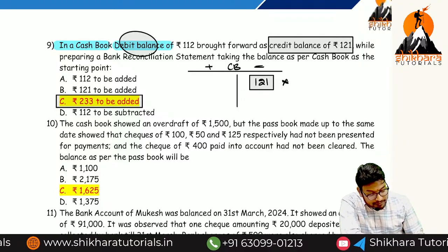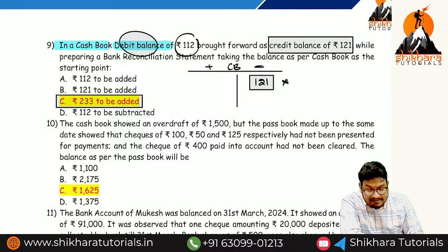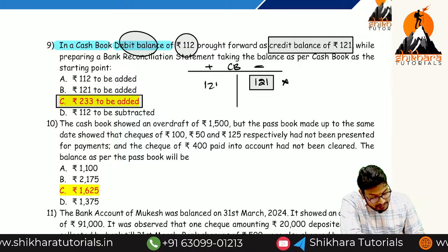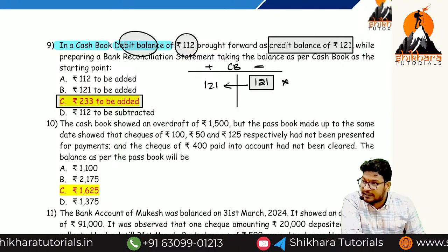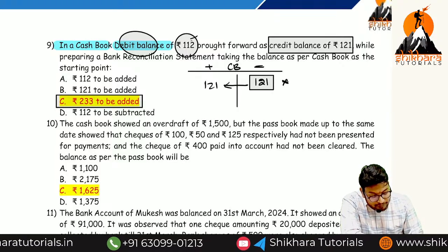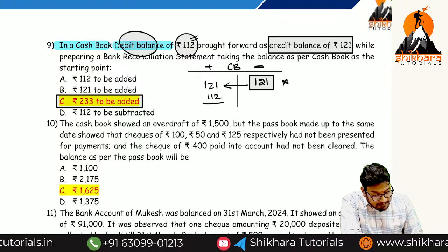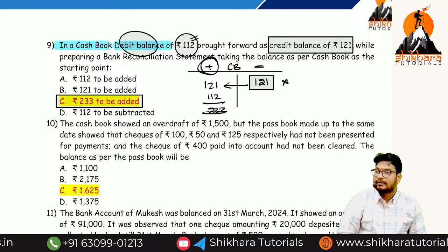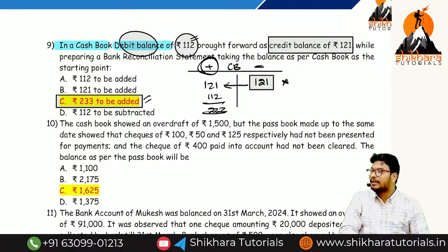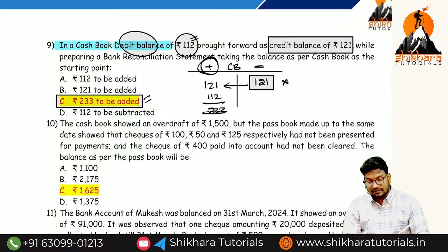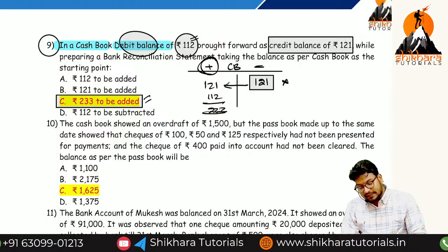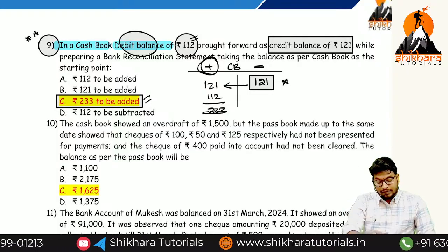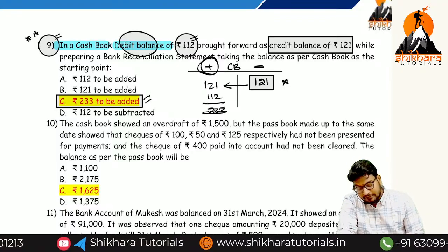Now what can we do? In order to become 112 as a debit balance, on the debit side 121 for the cancellation of credit, and again how much extra amount do we have to write? 112. What is the total amount? 233. Above that, what is the symbol? Add. So that means 233 has to be added. So this is the total logic. This is a very, very important MCQ. Please give a special point for this one.